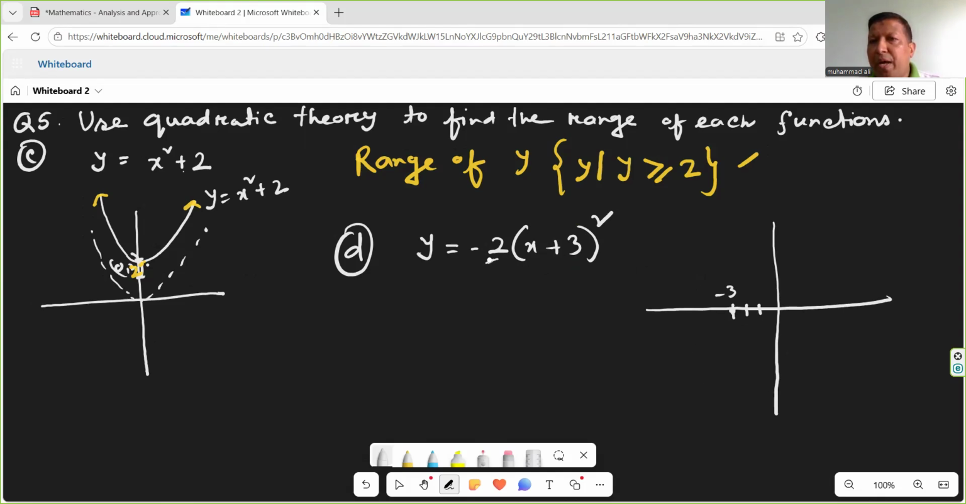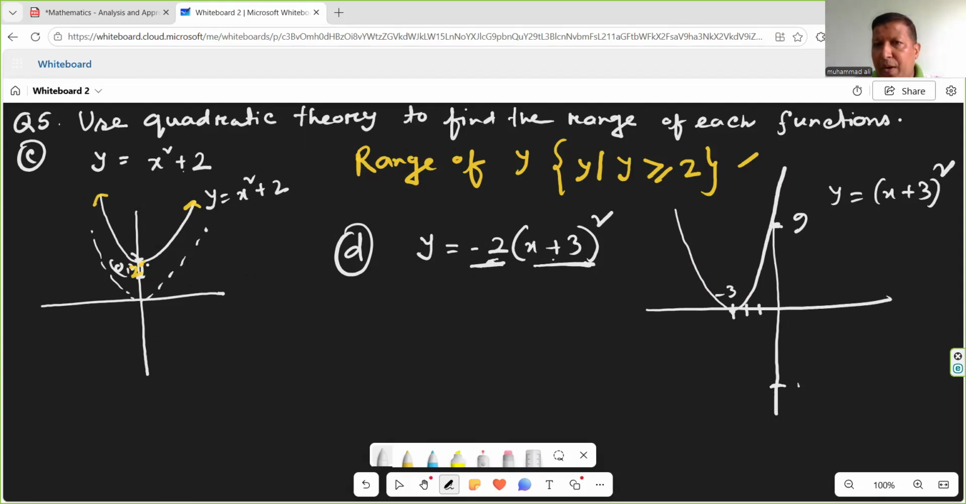When we multiply here by minus 2, that means the y value changes. When you consider this curve, first of all, when we work with x plus 3 whole squared, the curve shape will be like this. It passes through plus 9. This is y equals x plus 3 whole squared.